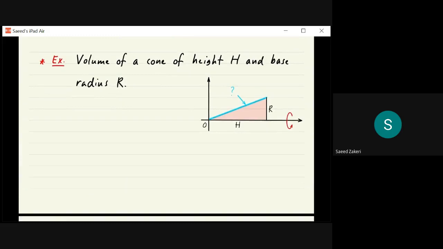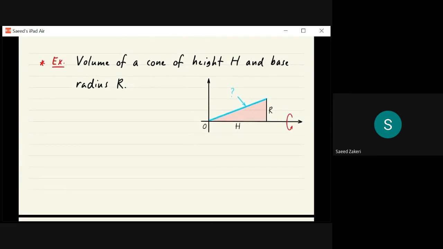Let me show you a couple of examples, and then maybe I'll stop. Volume of a cone of height h and base radius r. If you think about it, again, let me draw something. This is pretty much my scrap paper. If you have a cone of base radius r and height h, that's the cone, it's a solid. The base is a circle of radius r, and the height is h.